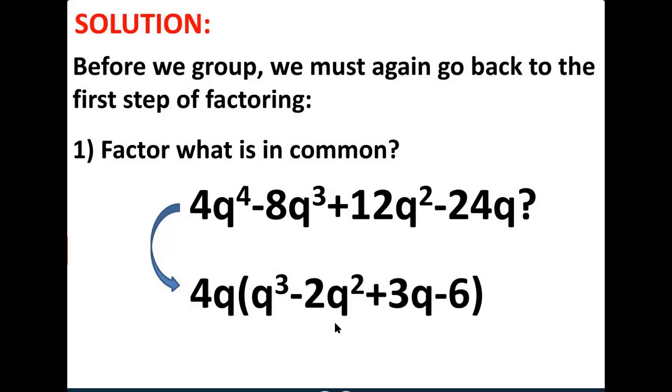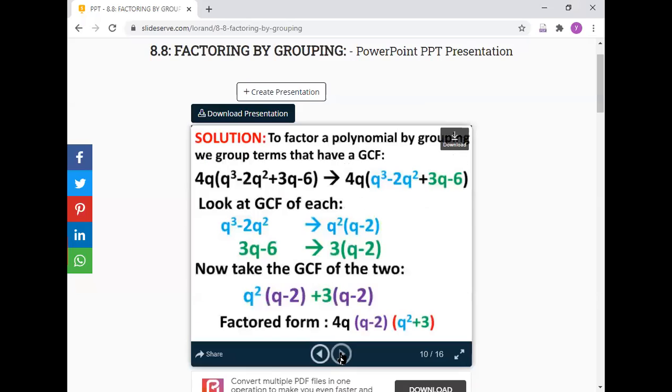Then we have to divide it into two groups. How will we divide it into two groups? We will choose the first and second, third and fourth. Do you remember? So we will divide now. I have q to the power of 3 minus 2q to the power of 2 plus 3q minus 6. So we wrote the first group in blue and the second one in green.